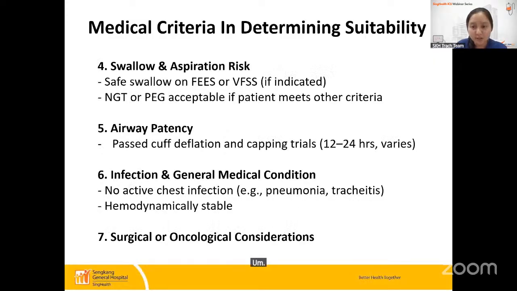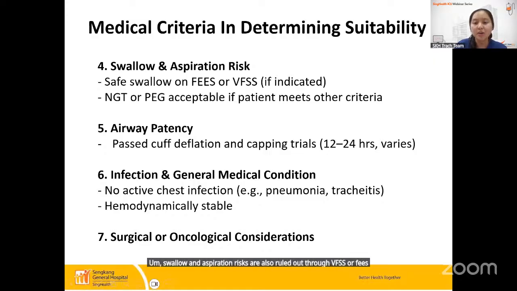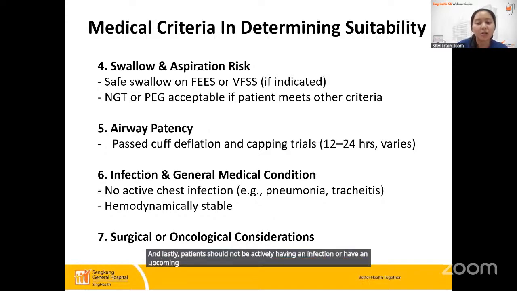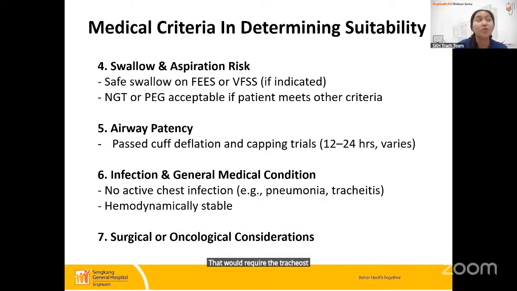Swallow and aspiration risks are also ruled out through VFSS or FEES assessment. Do note that a failed swallowing evaluation does not contraindicate decannulation. The patient may just continue to be on NGT, jejunal tube, or even PEG feed. And lastly, patients should not be actively having an infection or have an upcoming surgical or oncological management that would require the tracheostomy tube in situ to facilitate its management.